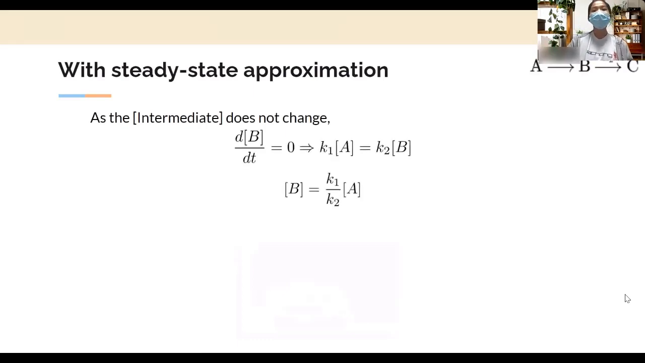With the steady state approximation, because we have identified B as the reaction intermediate, the rate of formation of B is simply given by K1 times the concentration of A, while the rate of removal of B is given by K2 times the concentration of B. So we can simply equate these two expressions and manipulate it to get B equals K1 over K2 times the concentration of A.